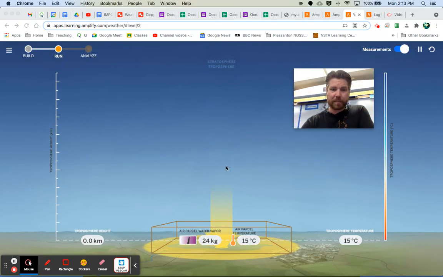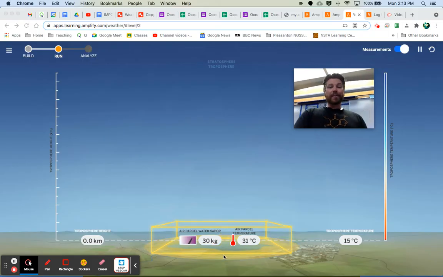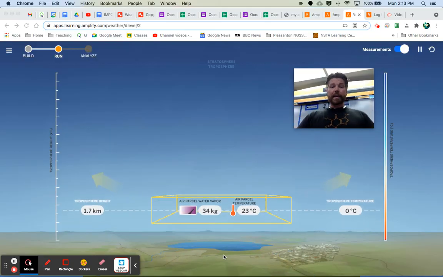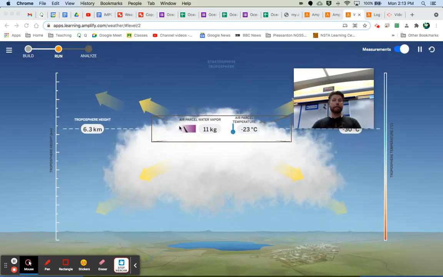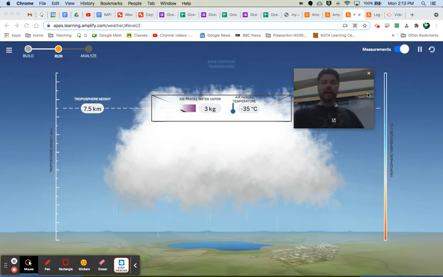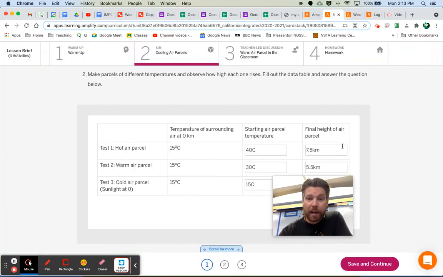Looks like the energy from the sun is being absorbed by the earth, and now the surface is radiating that energy to the air. It heats up, and now it is rising. How high does it go? It looks like it stops right here at 7.5 kilometers. So is that what I put in my data table? Yes, it is: 7.5 kilometers with my starting air parcel temperature of 40 degrees.